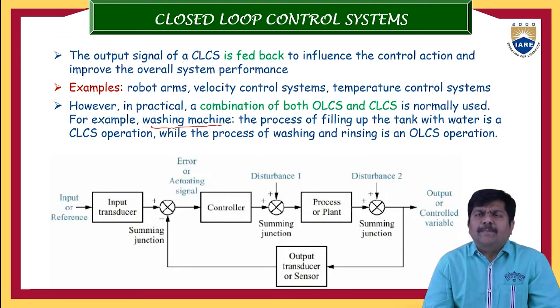So the washing machine is the best example for the combination of open loop control systems and closed loop control systems. Now, the same thing here. This bottom one is the output transducer or a sensor. As I told you just now, it measures the water level indicator. If sufficient water level in the washing machine is attained, then automatically it will open it. So this feedback will be there in the closed loop control system. Otherwise it becomes an open loop control system only.